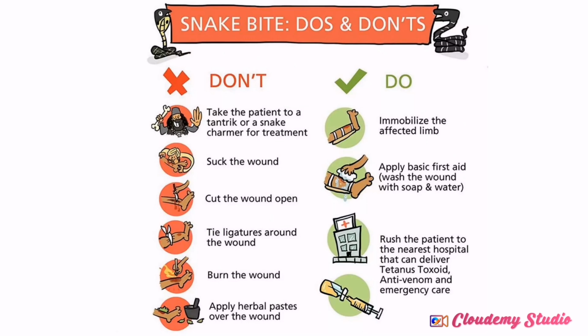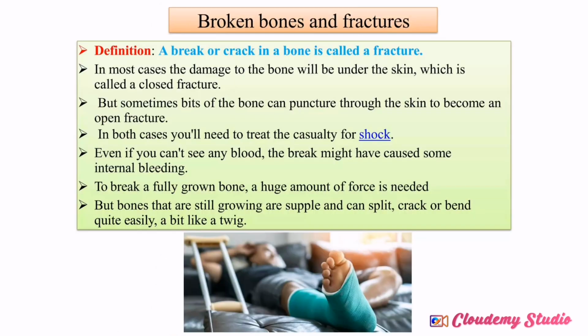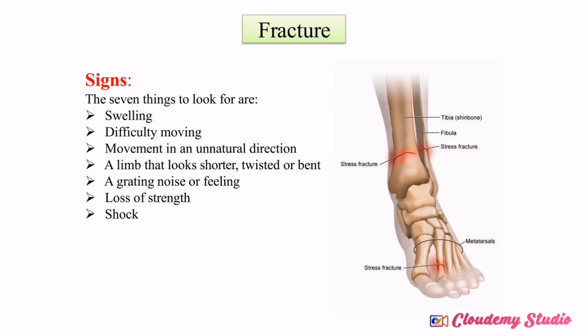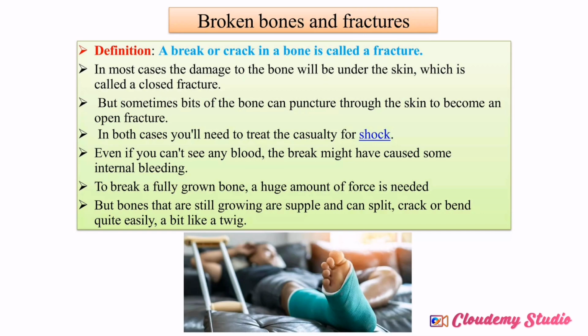If you remember very well what we discussed last time, where it says take the patient to a tantric or a snake charmer for treatment, where you can use a charm for someone who has been bitten by a snake, those things you don't do. Then mobilize the affected limb. This you can do. We already discussed this. So let's scroll up. Everything here we did. Here is where we are focusing now.